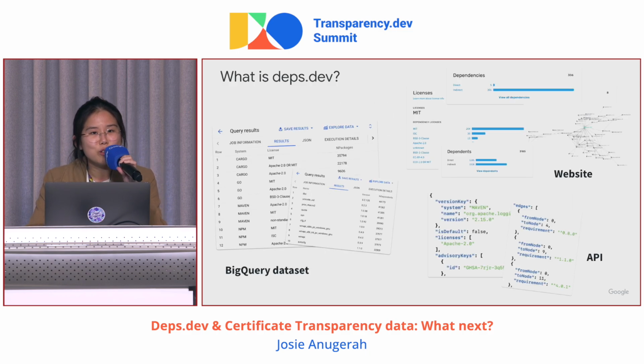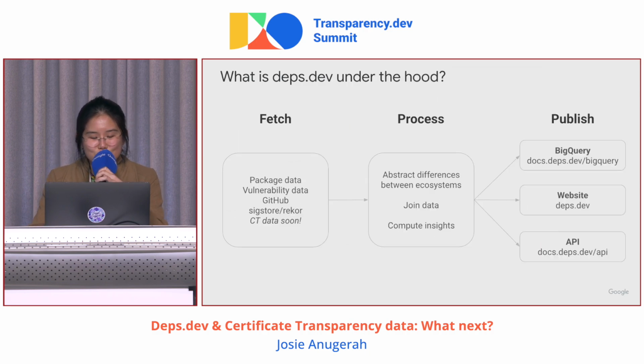This data isn't just available on the website, Deps.dev, although it does make for good slides. It's also available on BigQuery through our BigQuery dataset and our API. Our API is completely free. So what we do at Deps.dev is we aggregate and analyze open source data and make it accessible and useful. We fetch this data from many different sources, process that data by abstracting away different ecosystem idiosyncrasies. We compute insights on them. We might join that data together, and then we finally publish it through the ways that I mentioned earlier.